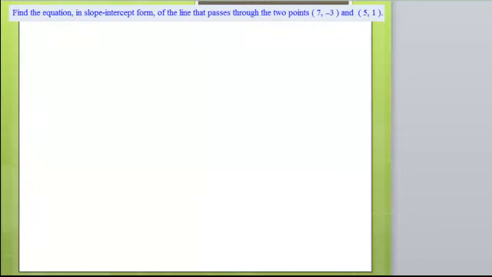Find the equation in slope-intercept form of the line that passes through the 2 points. And then they give us the 2 points that we're supposed to find the line between. Okay, well, remember, we need to use this formula. Y minus y1 equals m times x minus x1. We need a point and we need a slope. Well, we don't have that. All we have are 2 points. In that case, we're going to have to calculate the slope.